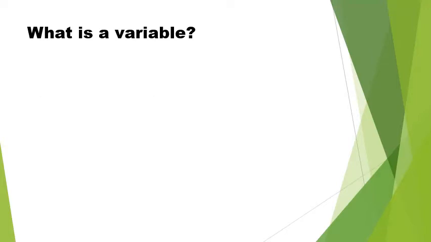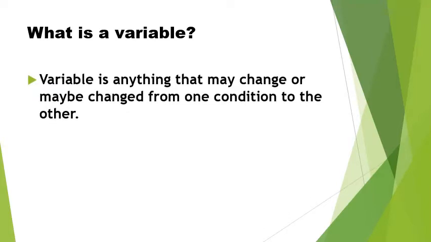Okay, let's define first what a variable is. A variable is anything that may change or may be changed from one condition to the other. In variable, there is a change. Say for example, on day 1, you wanted to eat chocolate ice cream, and on day 2, you wanted to eat vanilla ice cream. In that situation, there is a change of taste or preference in the flavor of ice cream.